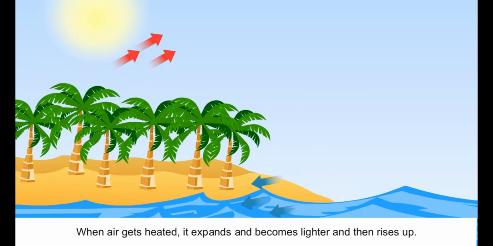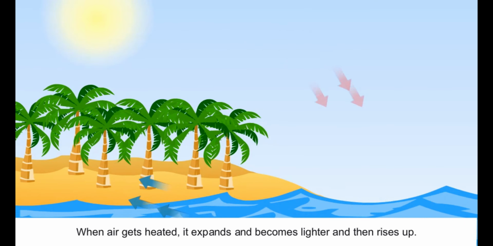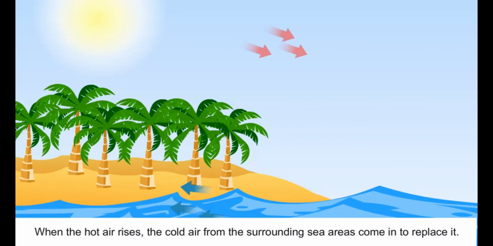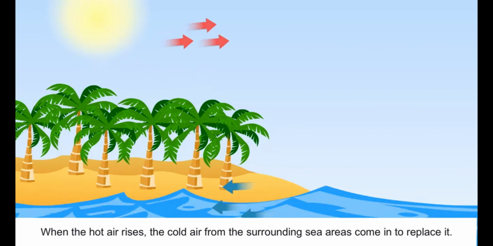When air gets heated, it expands and becomes lighter and then rises up. When the hot air rises, the cold air from the surrounding sea areas come in to replace it. This is because cold air is dense and heavy and hence tends to sink. This is how air circulation happens all the time.